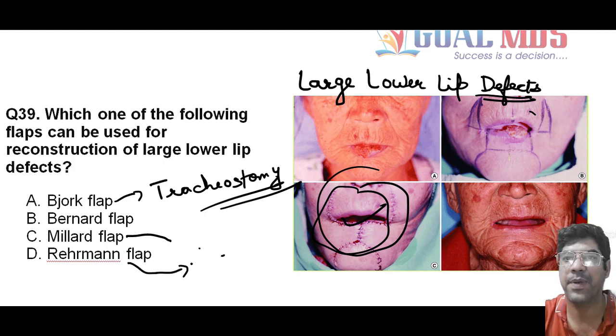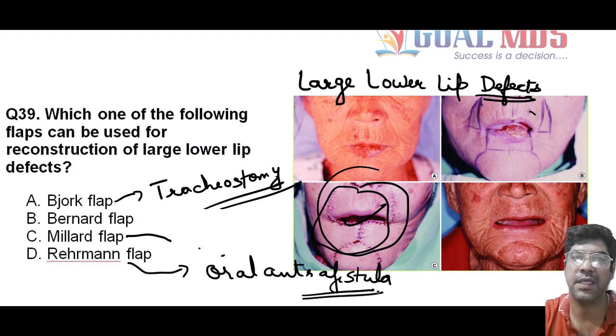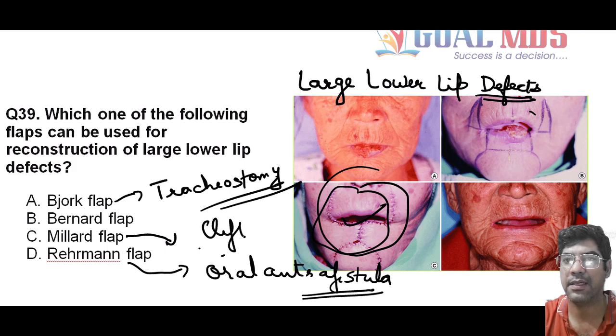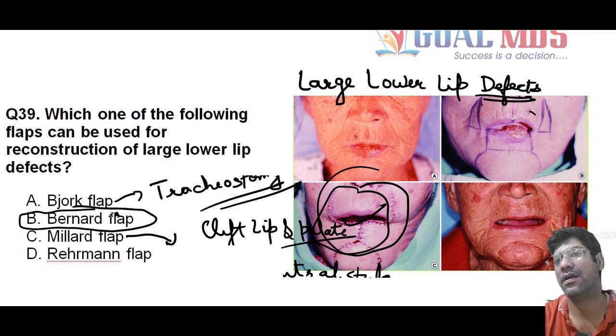The Rehrmann flap, remember, is used for closure of oroantral fistula, that is abnormal communication between the oral cavity and the maxillary sinus. Millard flap is used for cleft lip and palate surgeries. So the answer is Bernard flap.